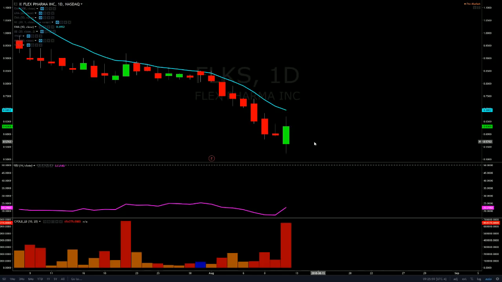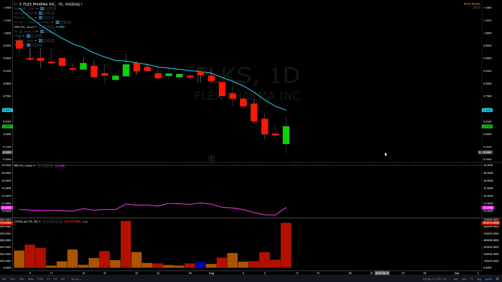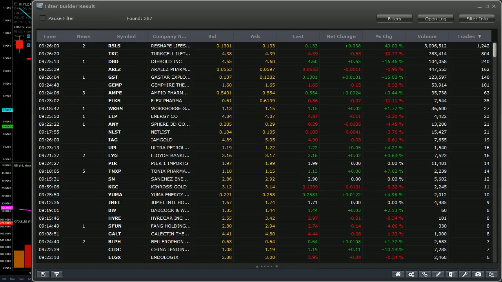But as you can see here, these traders came back into the stock the very next day. So if you would have came in, this would have been a nice return here in the stock, right? FLKS is the ticker. All right. So as you can see, this is how this program can position you to make money trading stocks. And it does a very, very great job.